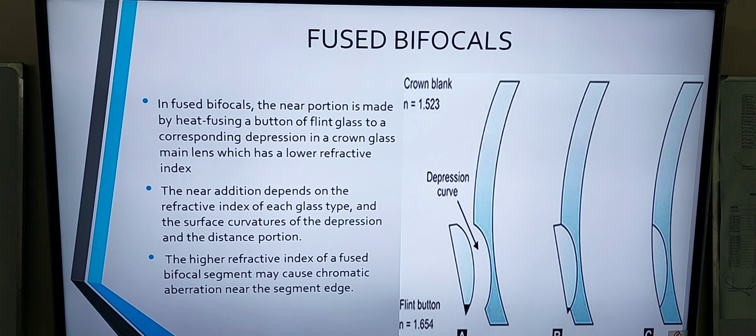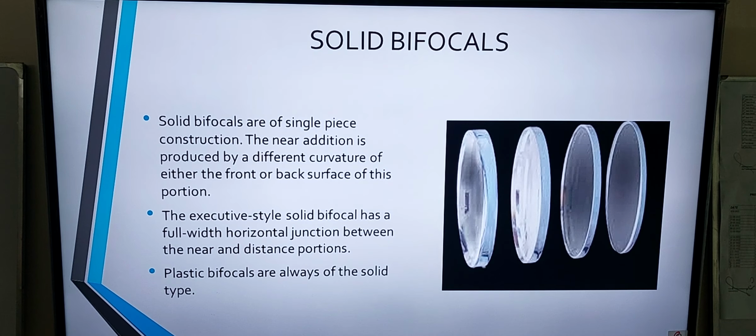and the near addition depends on the refractive index of the glass type. As we can see here, for the crown blank the refractive index is less, and this flint button which is shown has a greater refractive index. So basically the near correction is being provided by the higher refractive index for the near segment as compared to the lower for the distance segment.